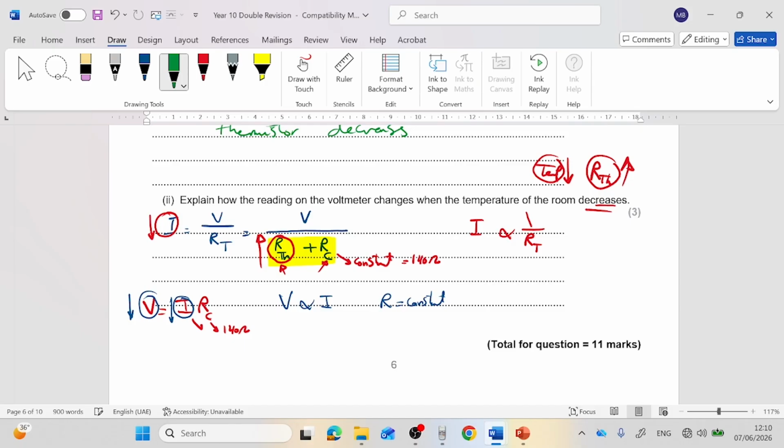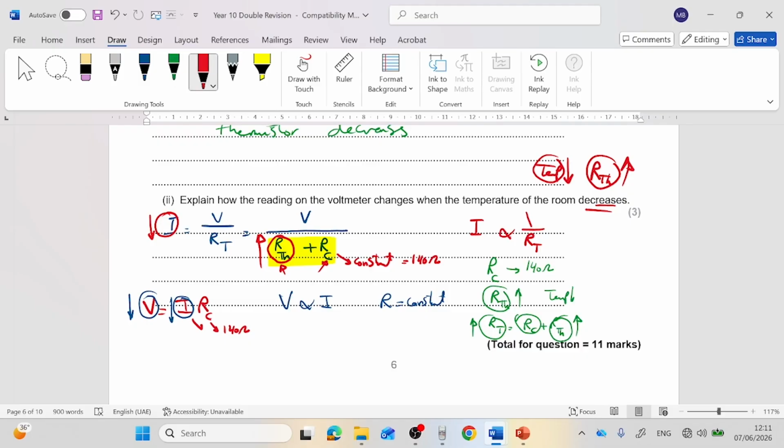Yeah, you need to differentiate in this question between multiple parts. The first part you need to distinguish is R_C. This is the constant resistance. It's 140 ohm. The resistance of the thermistor, this one will increase when the temperature decreases. And the final resistance is the total resistance, which is equal to the sum of the two resistors. This part is constant, but this part is increasing, so the total will increase.